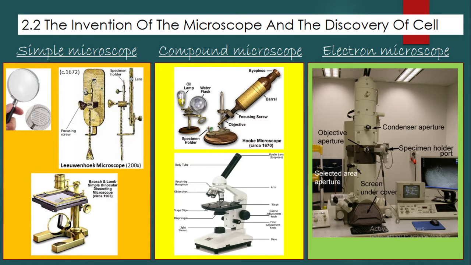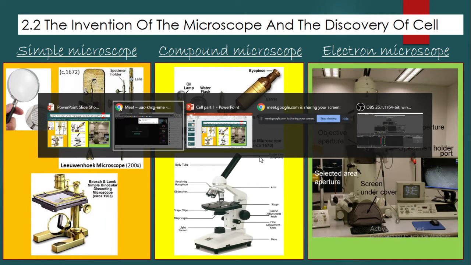So, in our previous class, we discussed the various types of microscope, the simple microscope and the compound microscope. Which of these two types has a higher magnification? The compound microscope. In a compound microscope, how many lenses are present? Two lenses.